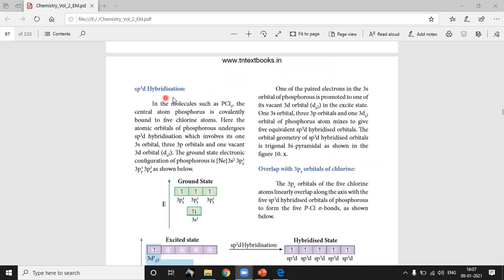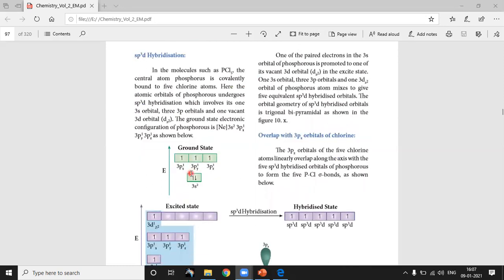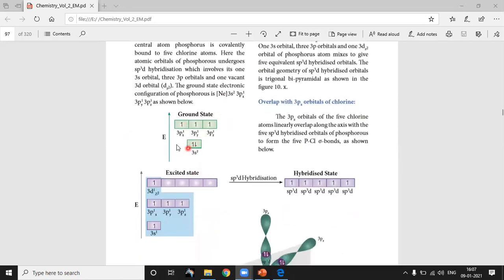Then comes sp3d hybridization. Here we take the example of PCl5, that is phosphorus pentachloride. See, this phosphorus will have the electronic configuration of neon along with 3s2 and then 3p3 orbital electrons. So now their filling will be done like this. Then we have to write the electrons in the excited form, that is, we have to move on to the electron excitation from the s orbital. Two electrons from the s orbital will get excited to the next d orbital.